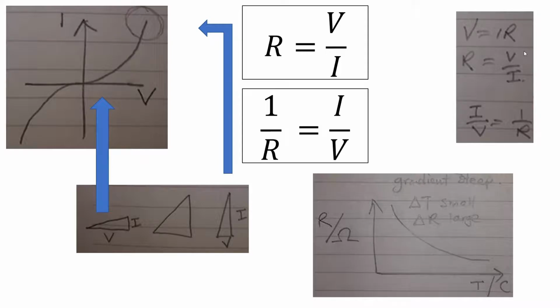Just make sure you're able to rearrange the formula. R equals V over I, so 1 over R equals I over V, because I over V is the gradient of the IV characteristic of a thermistor.